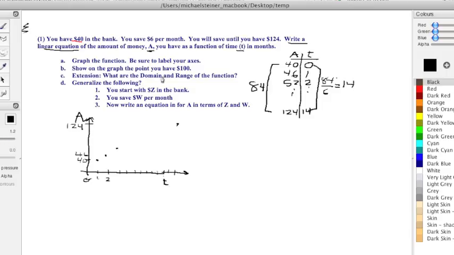Show on the graph the point where you have $120. So here's $100. And at what time will that be? That will be at t equals 10. 1, 2, 3, 4, 5, 6, 7, 8, 9, 10. So right about there. And you can find this point, 10, 100. You can find it by extending this or doing something similar here.